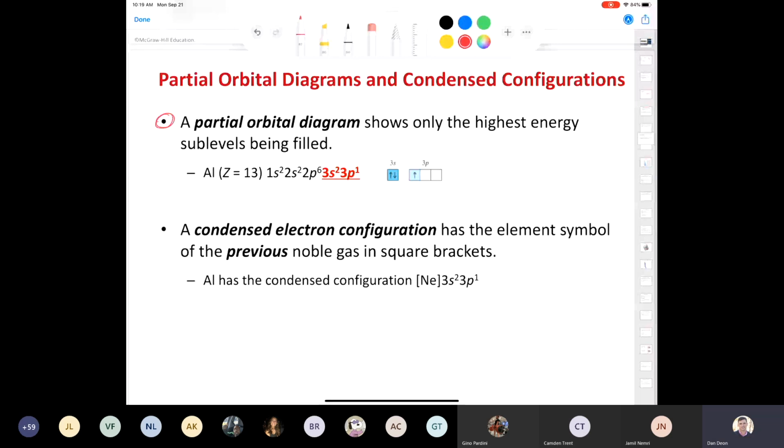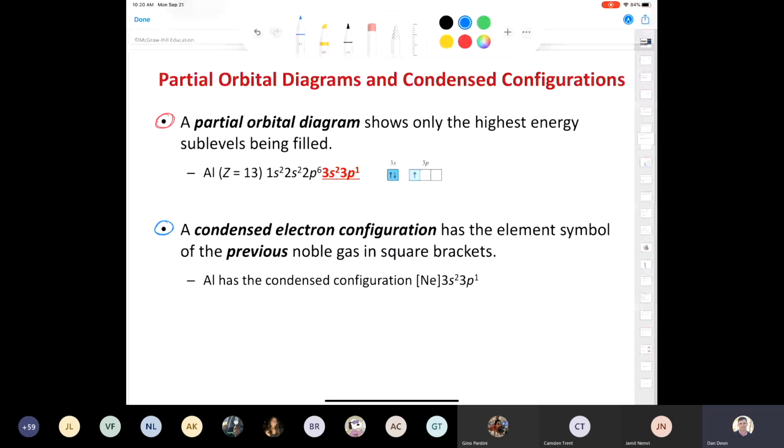I like to use these though quite a bit, which is a condensed electron configuration. In fact, if you look at most periodic tables that include electron configuration, they always include a condensed electron configuration. What it does is it has the element symbol of the previous noble gas in square brackets.